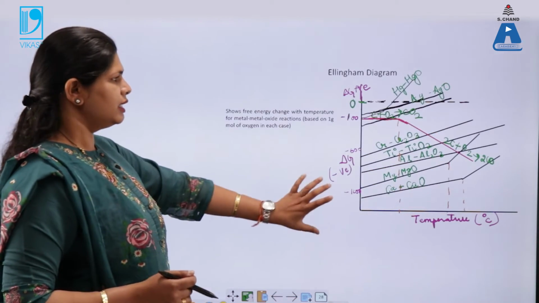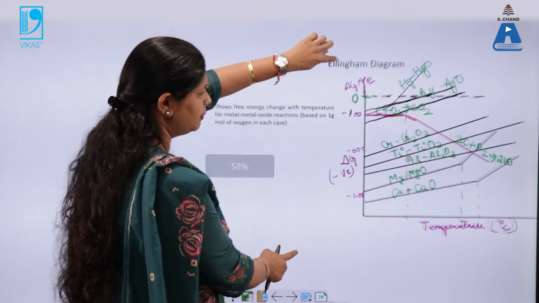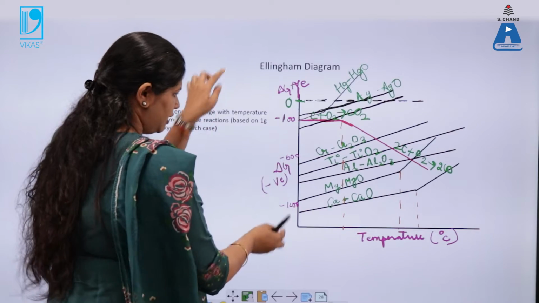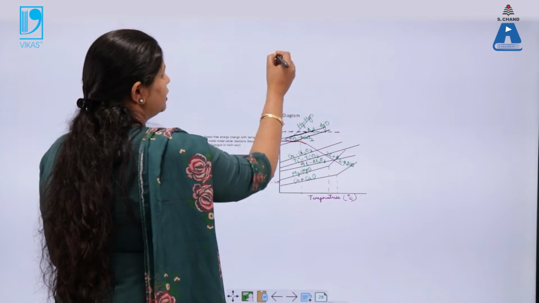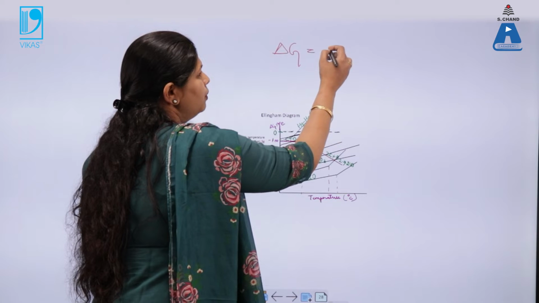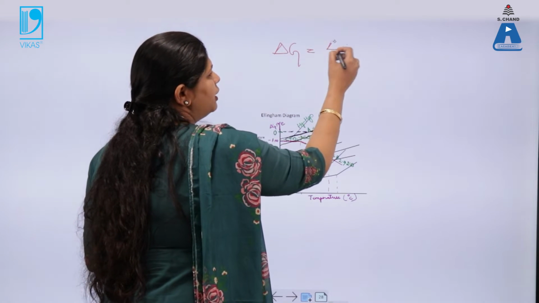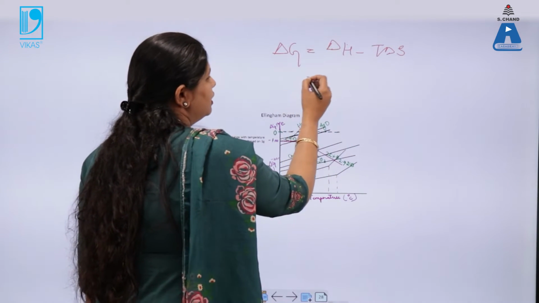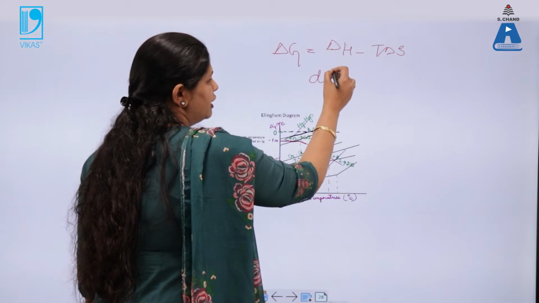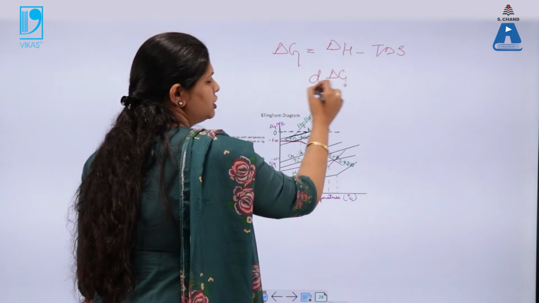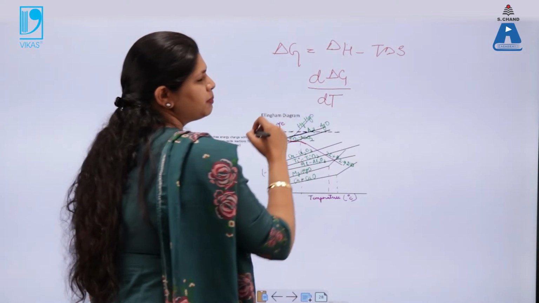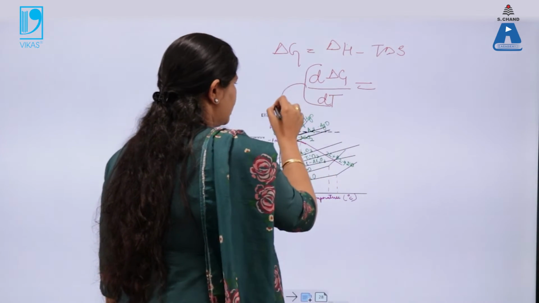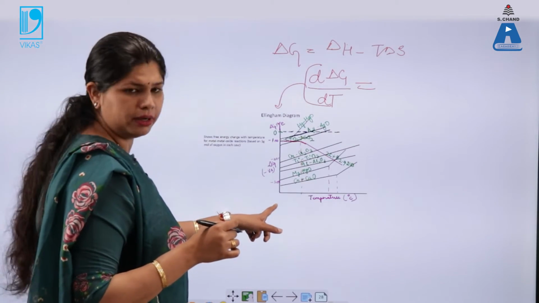So this is the Ellingham diagram. Now the Ellingham diagram is simply a representation. If I just explain it like this, delta G is equal to delta H minus T delta S. So the differentiation, the change of delta G with respect to temperature, is your diagram, that is the Ellingham diagram.